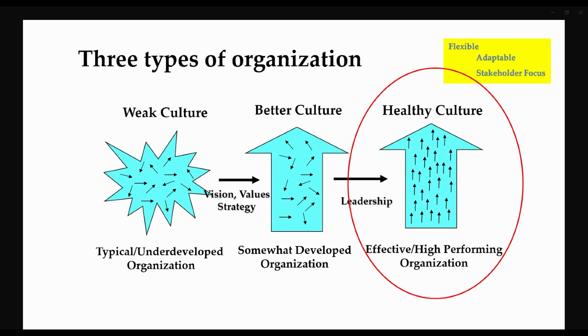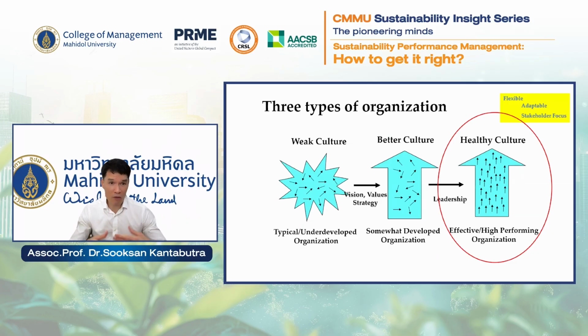This one allows you to survive better, but may take more time. The last one is the best one, which is the one with healthy culture. Healthy culture is very important to an organization, because everyone shares the vision, the value, and the strategy, and therefore, when there is a need to turn left, turn right, or even backward, they can do that immediately. So it allows you to be very flexible, very adaptable, and stakeholder focused. So think about this when you go back and reassess your organization.